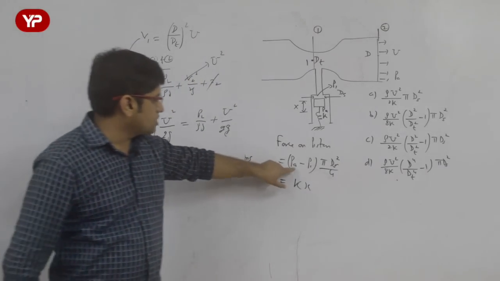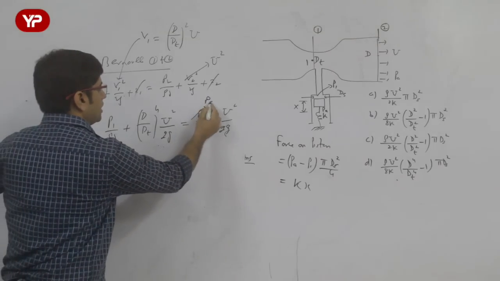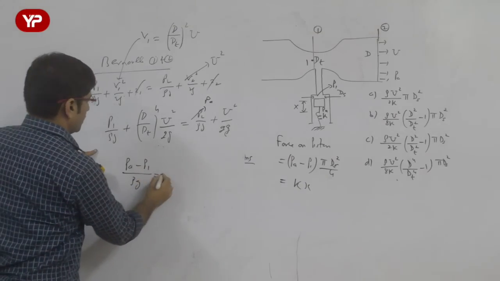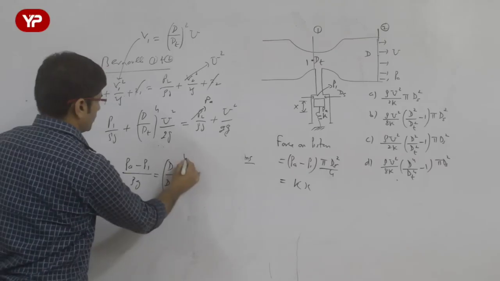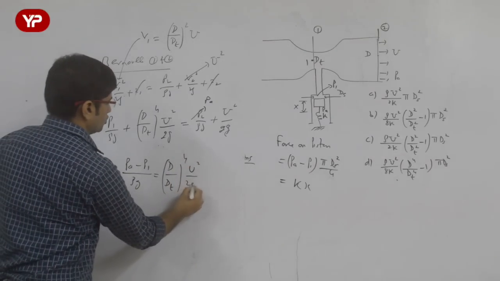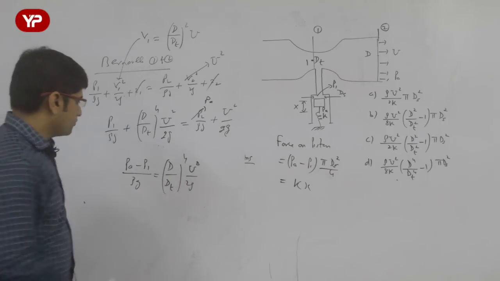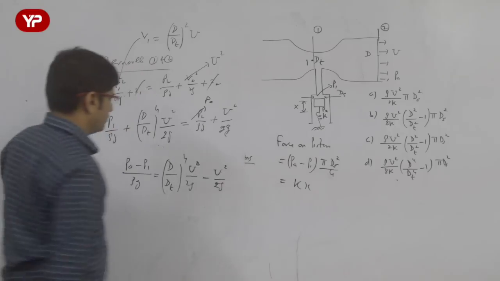What we need to find out is PA minus P1. Now P2 is nothing but PA. So let's find out PA minus P1 by rho g, which is equal to d over dt raised to power 4 U square by 2g. U square by 2g is on this side also, so that is minus U square by 2g. That is the value we are getting.